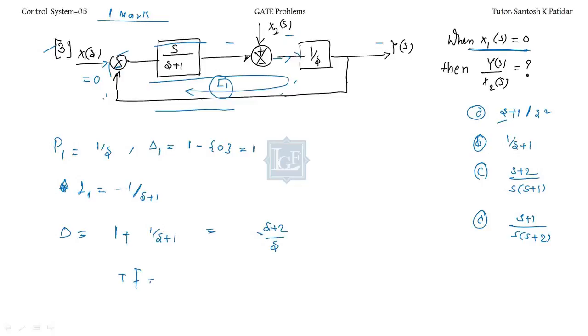So what is the transfer function? The transfer function is 1 by s divided by s plus 2 by s. Finally you are getting, I'm sorry, this is s plus 1, right? So finally I am getting s plus 1 divided by s plus 2. Do we have this option? Yes, we have it in option D. So please be careful while solving this type of problem. This is a 1 mark problem. You can solve this problem in 45 seconds.